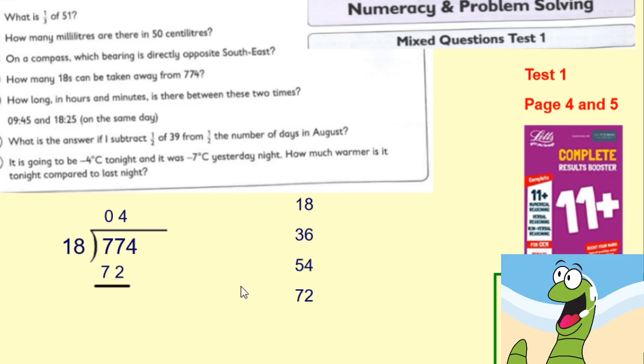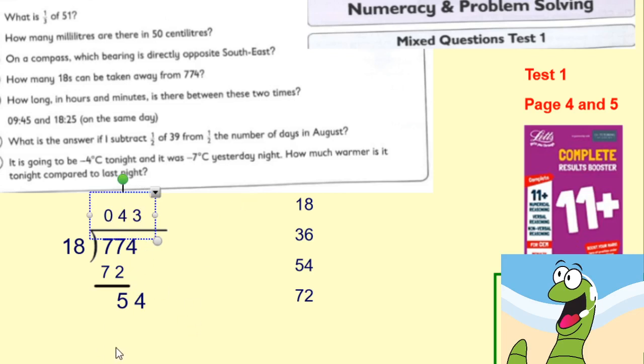Okay, yes, 5 will give me that answer. So I'm going to put my 5 in here, and I'm going to bring my 4 down. Now I need to know how many times does 18 go into 54. Well, looking at my times table, I can see that 18 goes into 54 3 times. So above here I can write my 3.